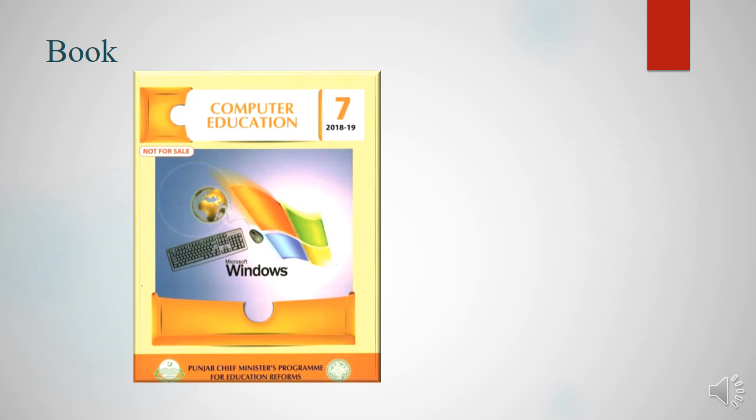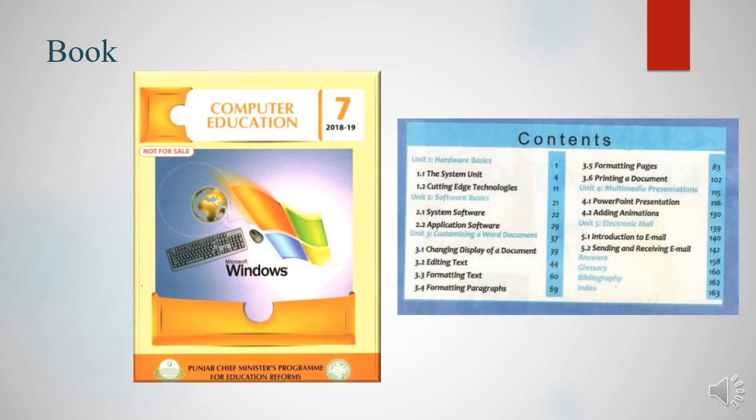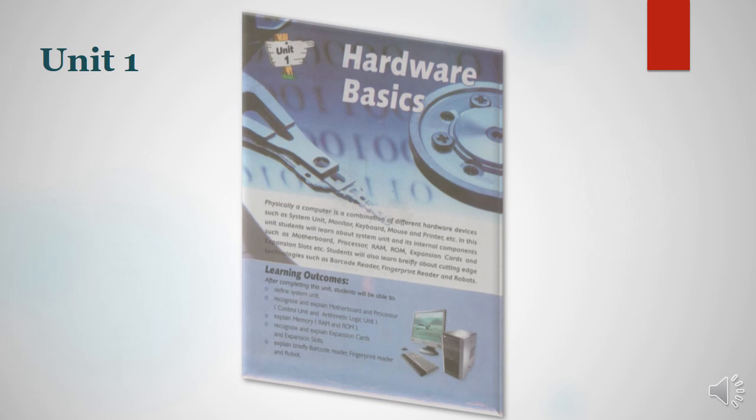This is the title page of your book, and these are the contents of the book. You can see there are 5 units in your book. For the first term, we have to cover first 2 units, Unit 1, Hardware Basics, and Unit 2, Software Basics. So now we are going to start Unit 1, Hardware Basics.